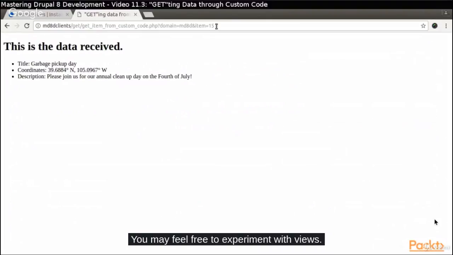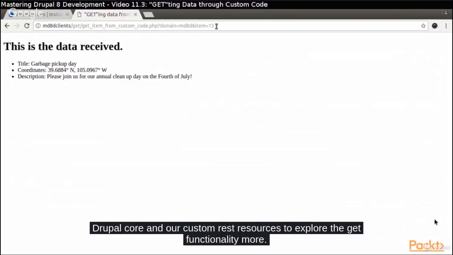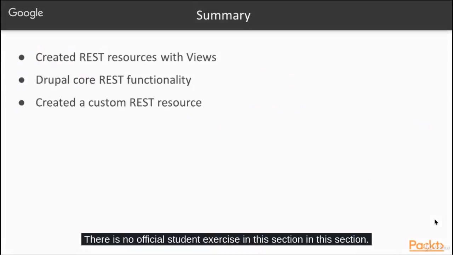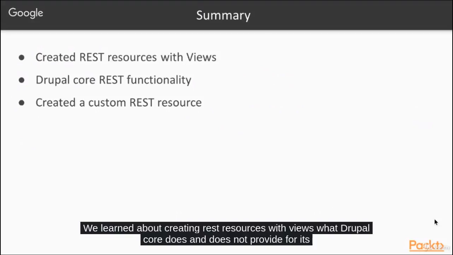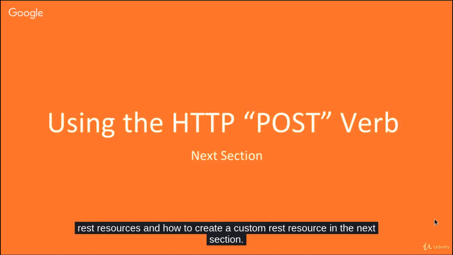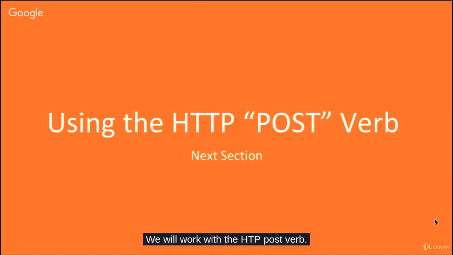You may feel free to experiment with Views, Drupal core, and our custom REST resources to explore the get functionality more. There is no official student exercise in this section. In this section, we learned about creating REST resources with Views, what Drupal core does and does not provide for its REST resources, and how to create a custom REST resource. In the next section, we will work with the HTTP post verb.